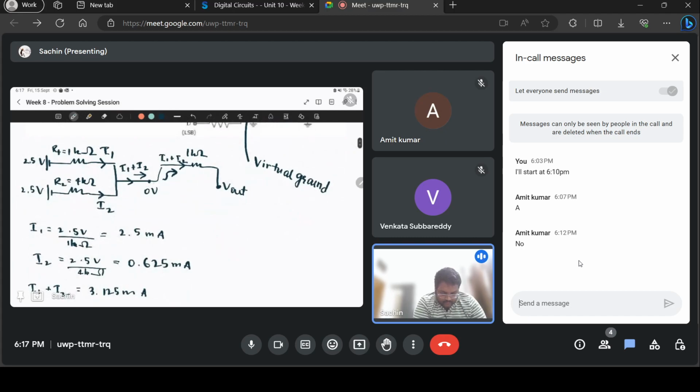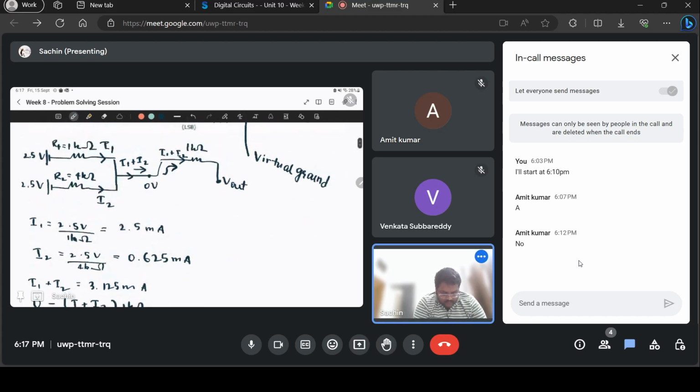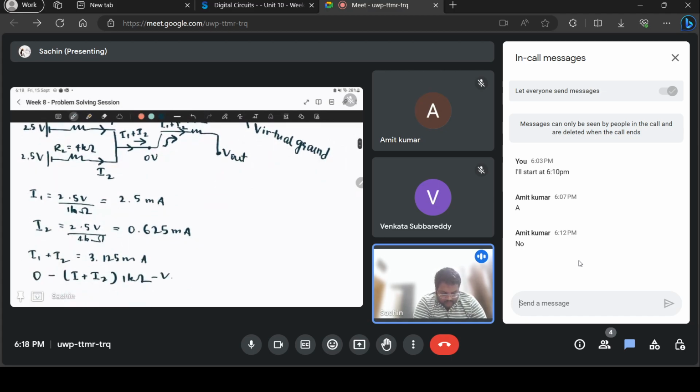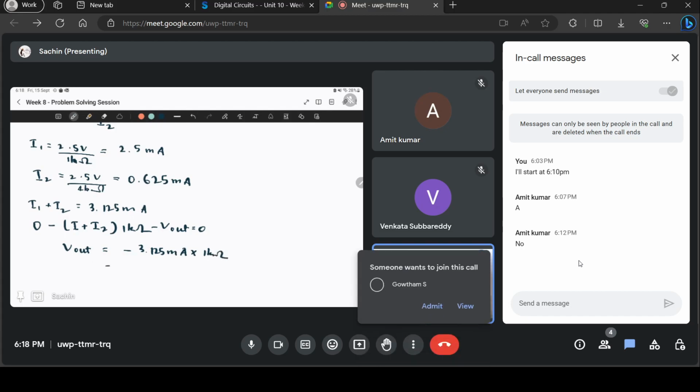And if you apply KVL to that branch, you start at 0 volts. Then the voltage drop across the resistor is I1 plus I2 into 1 kilo ohm, minus V out is equal to 0. So V out is minus 3.125 milliamperes into 1 kilo ohm, which is equal to minus 3.125 volts.